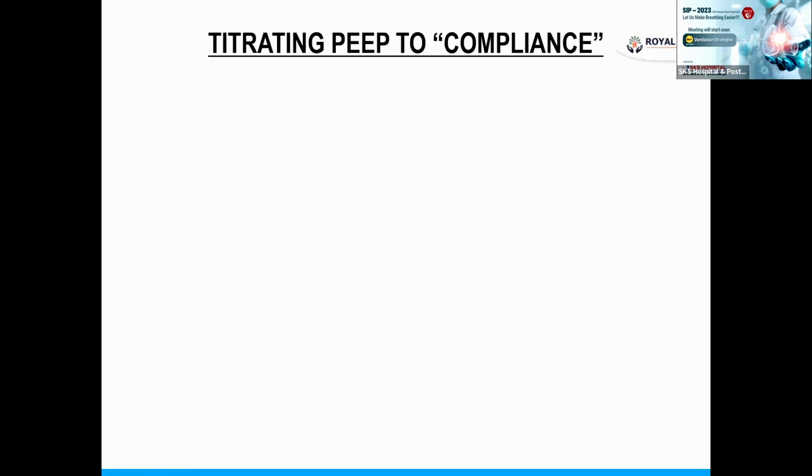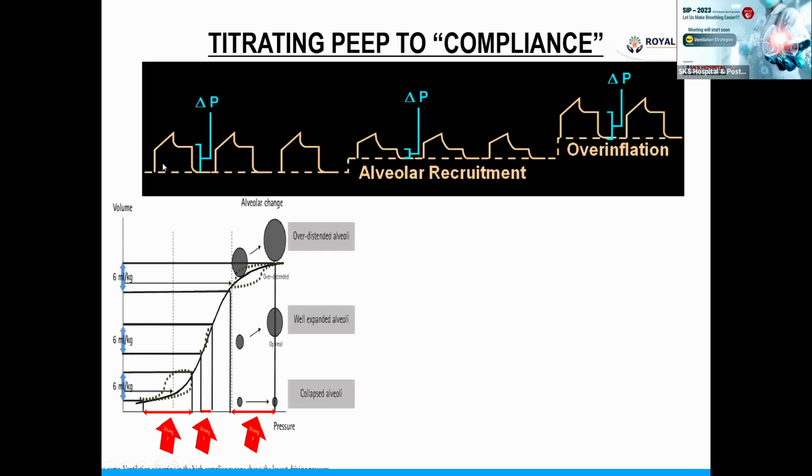So how do we titrate PEEP? This is again the same concept. As you can see here, this is the normal lung with the normal delta pressure. In this patient, once you increase the PEEP from this point to this point, delta pressure is coming down. This means that alveolus is getting recruited. This is good. This increase in PEEP is good.